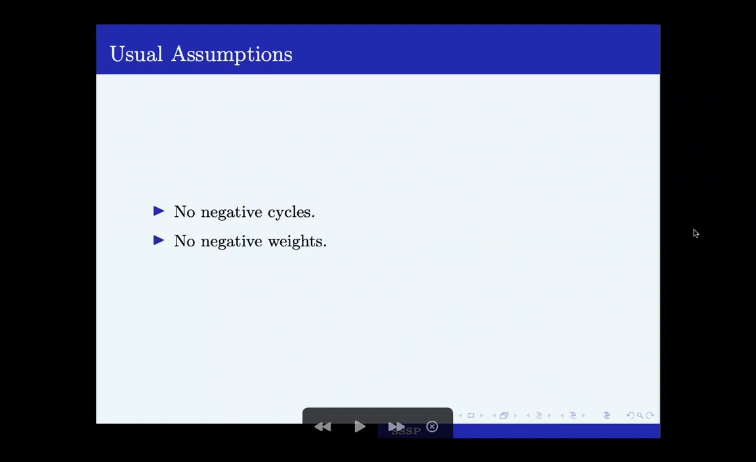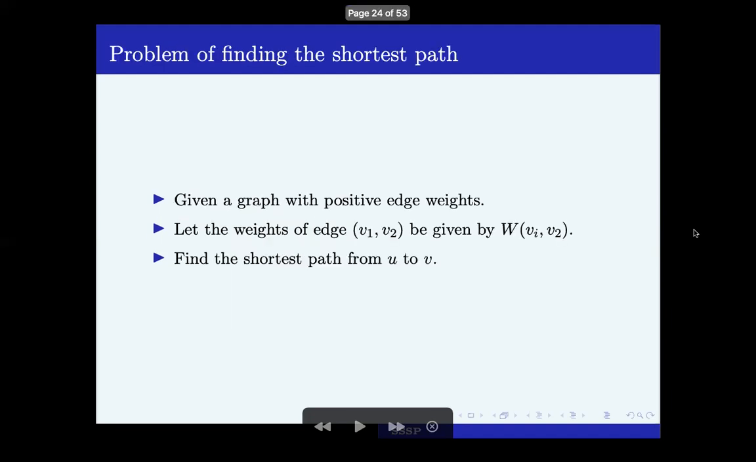In Thursday's lecture, we will see how to get rid of the assumption of negative weights. Okay, good. So let us first assume that there is no negative cycle and no negative weights. And the idea is to find the shortest path between two vertices.